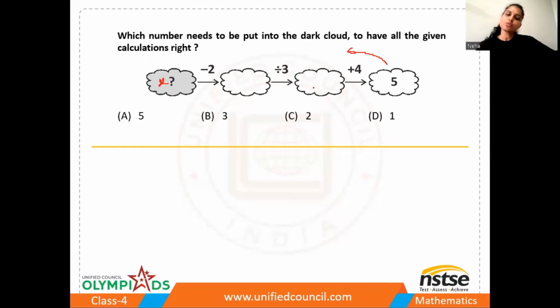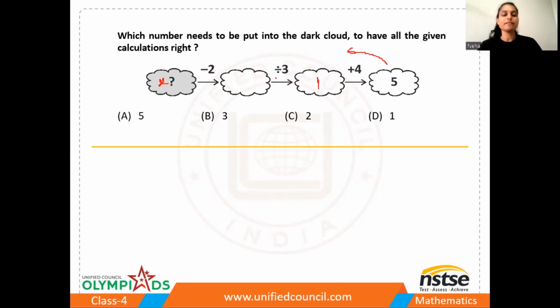So just go in the back direction. Here I'm adding 4, so just subtract 4. 5 minus 4 is 1, so I can say that 1 plus 4 is 5. That's why I'm telling you students to go in the opposite direction and do the reverse of all the mathematical operations. This is addition, and the opposite of addition is subtraction, so just do the subtraction. 5 minus 4 is 1.